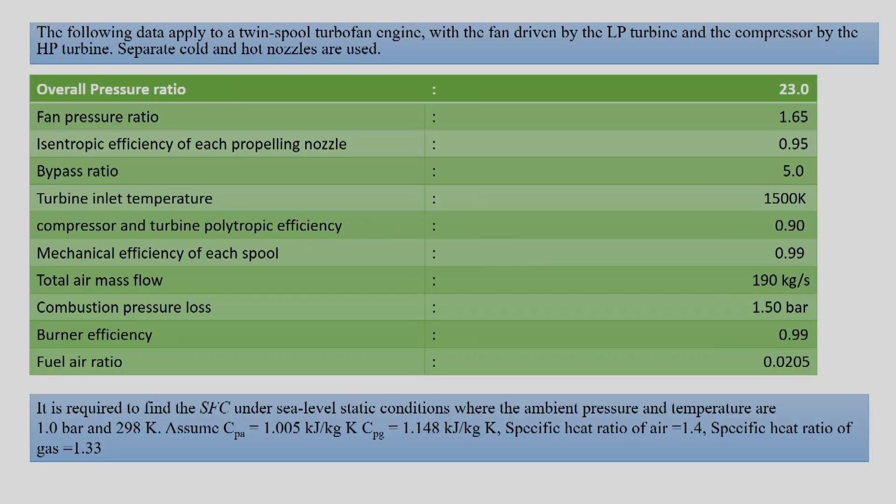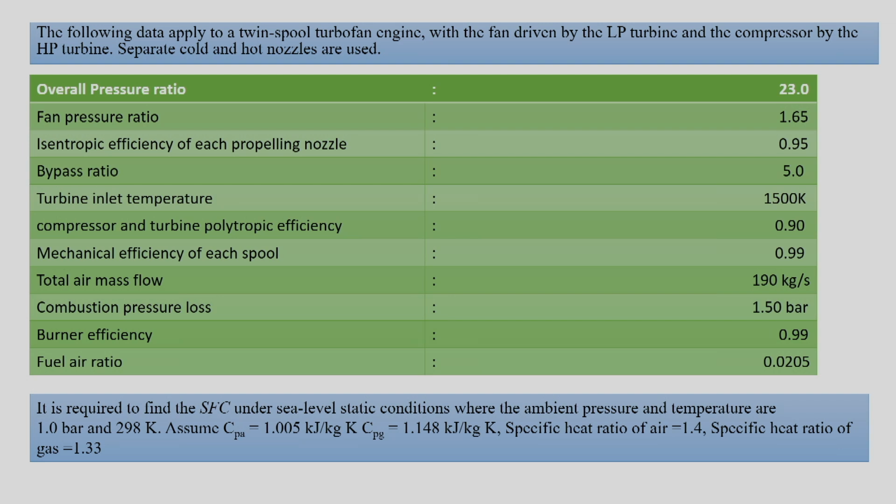We will move ahead to the next example, and this example is for the turbofan engine. It says that the following data applies to a twin spool turbofan engine with the fan driven by the LP turbine and the compressor by the HP turbine. Separate cold and hot nozzles are used.